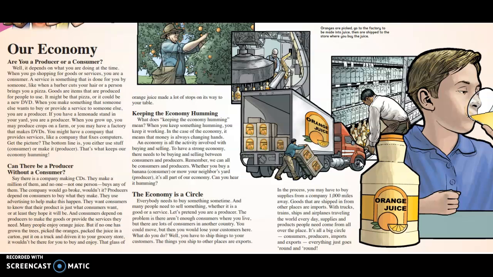So, our economy. Are you a producer or a consumer? Well, it depends on what you're doing at the time. When you go shopping for goods or services, you're a consumer. A service is something that is done for you by someone, like when a barber cuts your hair or a person brings you pizza. Goods are items that are produced for people to use. It might be that pizza, or it could be a new DVD.